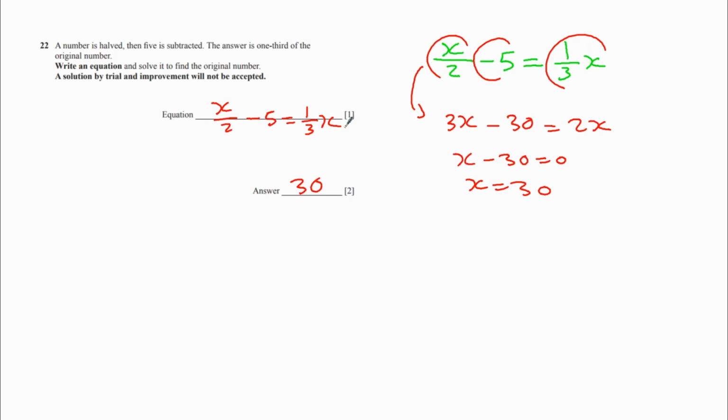Okay. So again, you can check your answer. 30 is halved, which is 15. And then 5 is subtracted, minus 5 is 10, and 10 is 1/3 of the original number, which is 30. Yes, 10 is 1/3 of 30. Is that right? Yes, that is right. So we can check our answer. Going to the next question here.